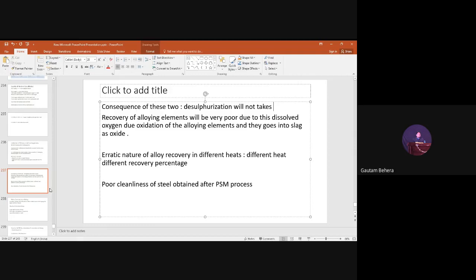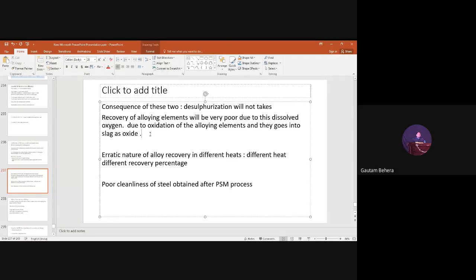So you understand the consequence of this primary steel making process is a high amount of FeO in the slag and a high amount of dissolved oxygen. This condition is not favorable for removal of sulfur. So desulfurization will not take place. So this is one part. The other part is that recovery of alloying elements will be very poor due to this dissolved oxygen. This is due to oxidation of alloying elements, and they go into the slag as oxides.